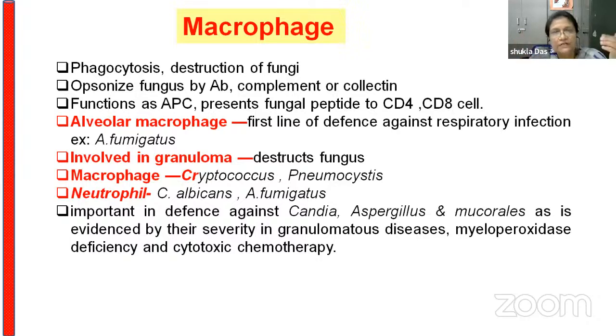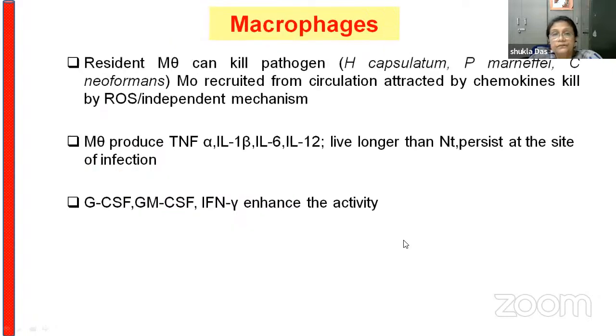So when you go through the list, you will see GM-CSF is maximally expressed by the macrophages. So they are the important defense against Candida, Aspergillus, and Mucorales, and they are evident by causing severe granulomatous reaction. Resident macrophages can kill the pathogens, and more monocytes can get recruited and form resident macrophages.